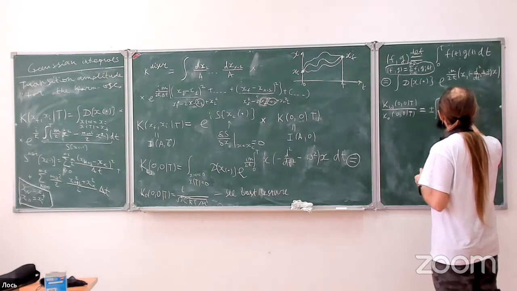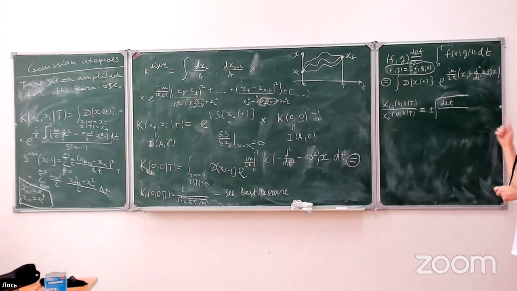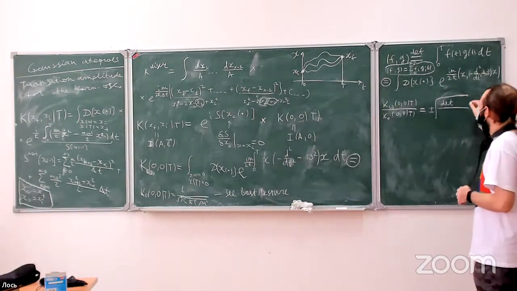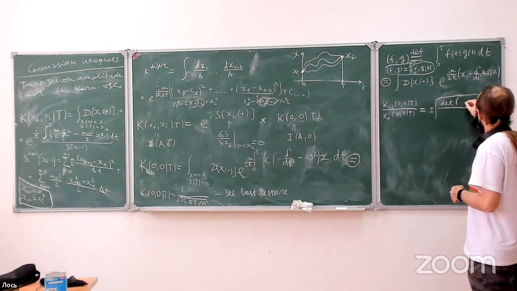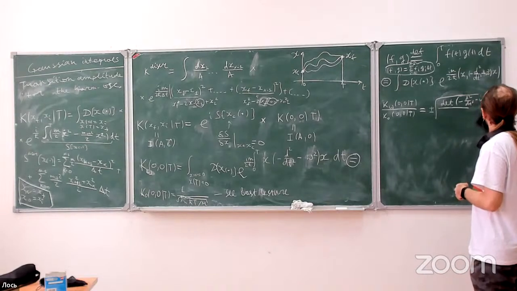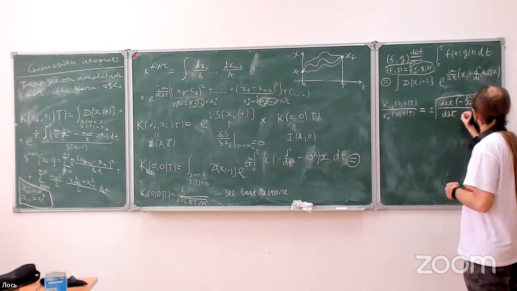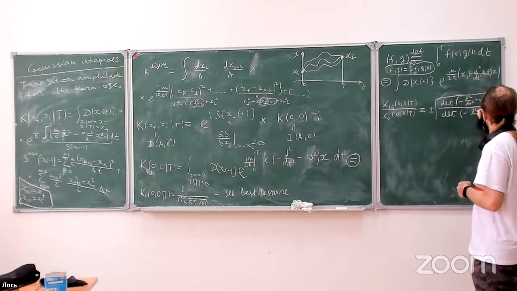So we know that this is a square root of the ratio of two determinants. So in the numerator, we have this determinant, the determinant with this operator, d squared over dt squared minus omega squared. In the denominator, we have this operator with omega equals to 0.